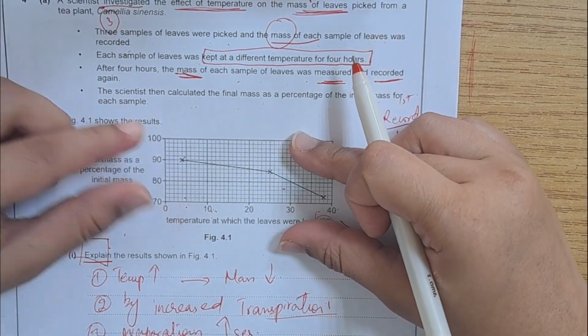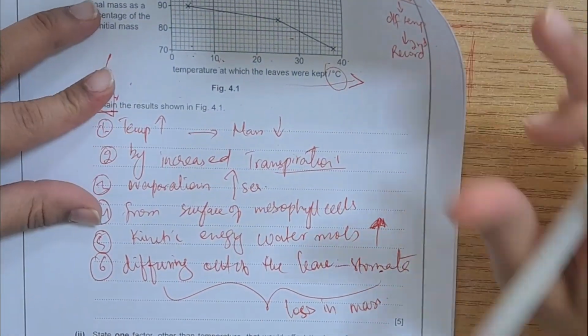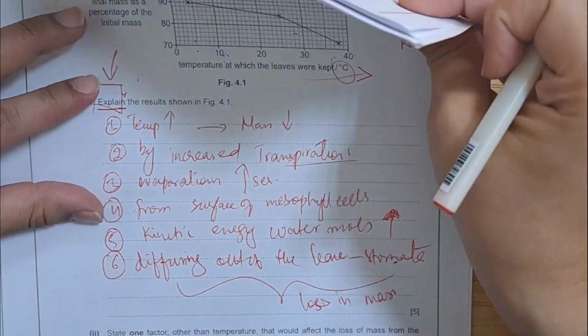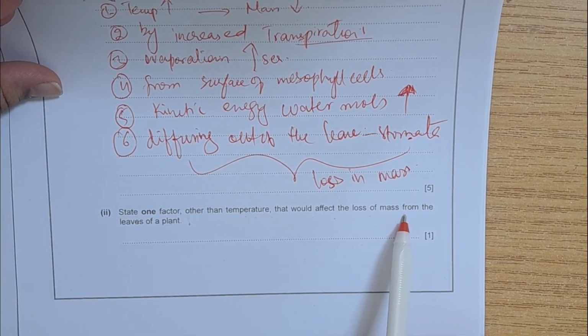No need to give reason. Okay? So do not forget this keyword. Okay, then the next question is: state one factor other than temperature that would affect the loss of mass from the leaves. I hope you're able to see this one.